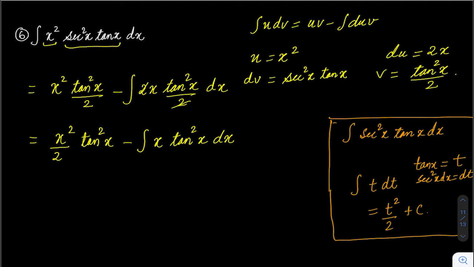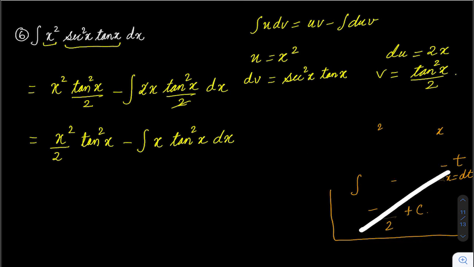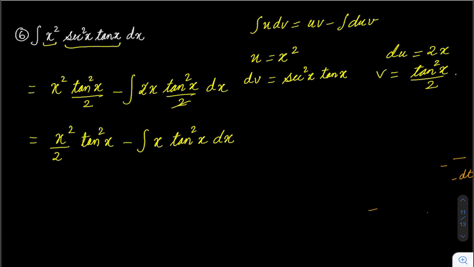Now again you can see we don't know actually the integration of x tan square x. So what we will do is we will try to apply by parts again in this. So I am erasing this integration. Okay, so let's see what happens. Actually we can do some changes in this which will make it simple.